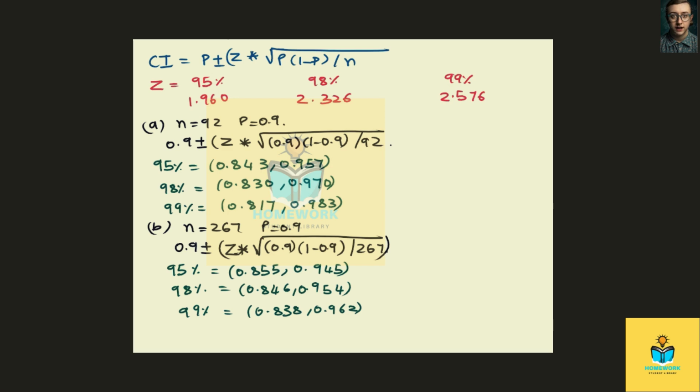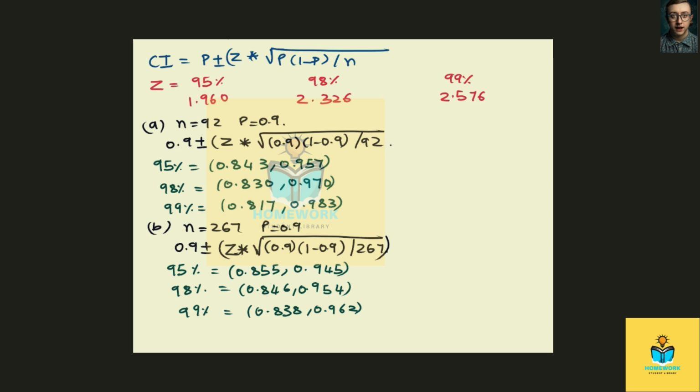So here we have calculated for A and B, where for A, N is given as 92 and P is given as 0.9. After substituting these values, this gives the standard formula for bit A, where we need to substitute the Z value for each case. For 95% we substitute a Z value of 1.960, for 98% a Z value of 2.326, and for 99% it is 2.576. After substituting likewise, we get the confidence intervals for 95, 98 and 99 correspondingly for A and B bits.